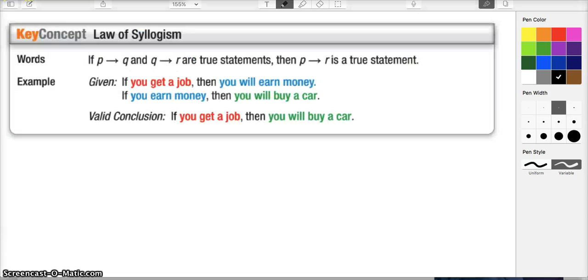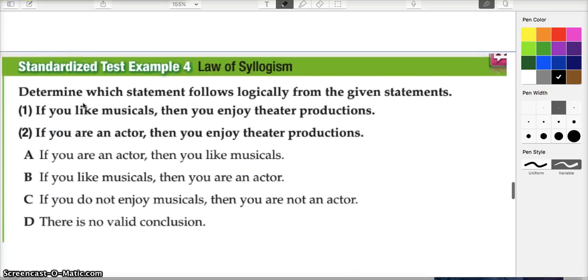Because that was so awesomely fun and completely clear, let's go ahead and find out about the law of syllogism again. The law of syllogism says that if P implies Q and Q implies R, and those are two true statements, then we can say that P implies R. We looked at this example earlier, so here is an example that we'll look at.